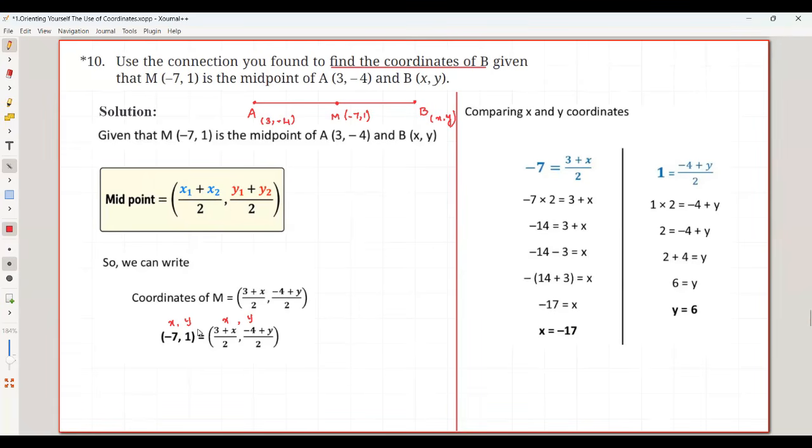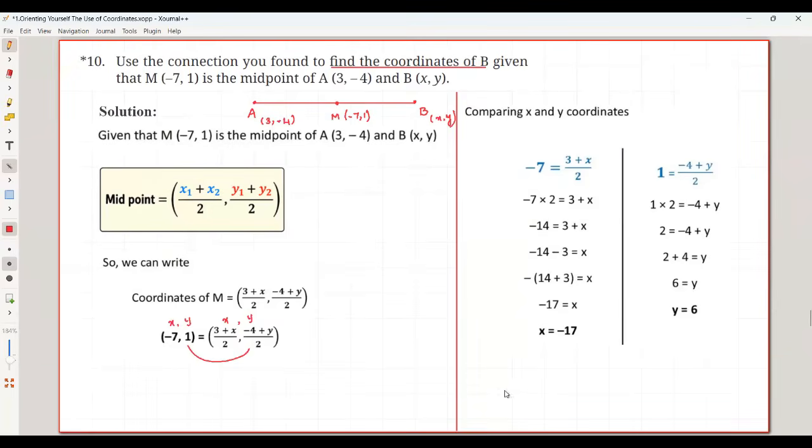Now, the same way, just compare the y coordinate. This is our y coordinate. 1 is equal to minus 4 plus y by 2. So cross multiply, take 2 to this side. 1 2 are 2 is equal to minus 4 plus y. Take this minus 4 to this side, it will become plus: 2 plus 4 is 6. So y is equal to 6.